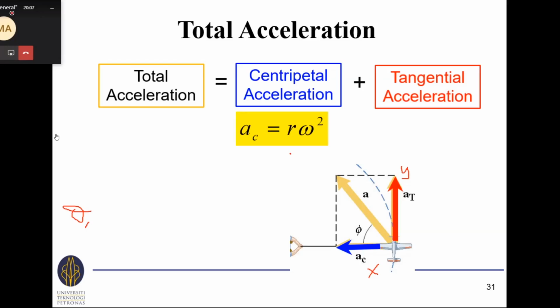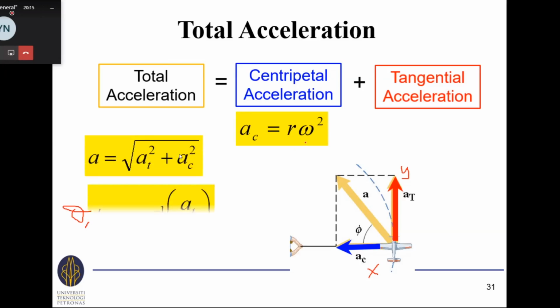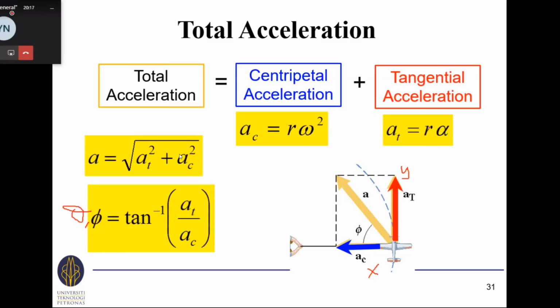I have a question. What is alpha again? Angular acceleration. Okay, thanks.